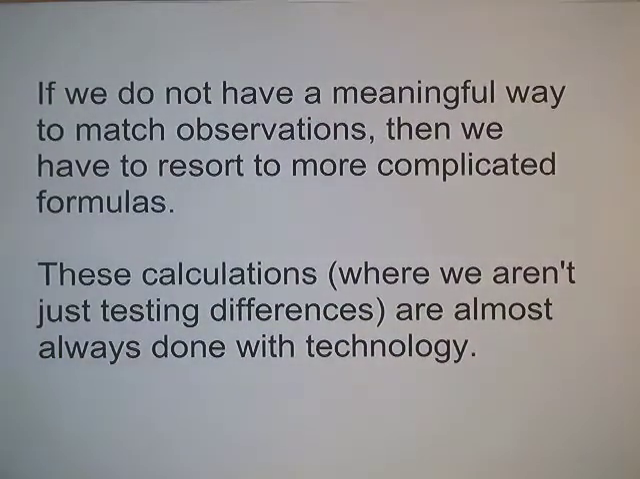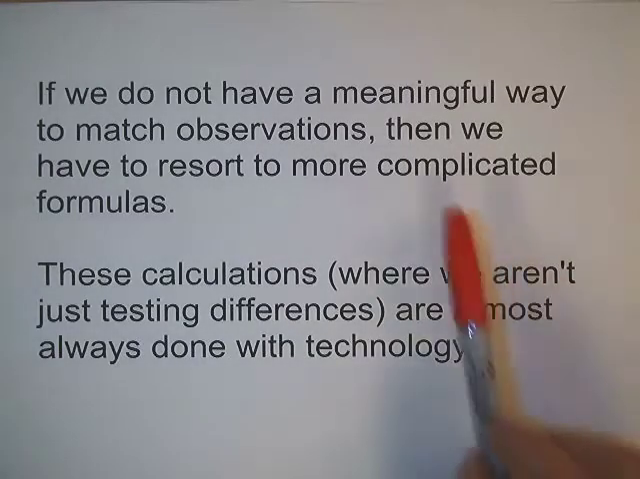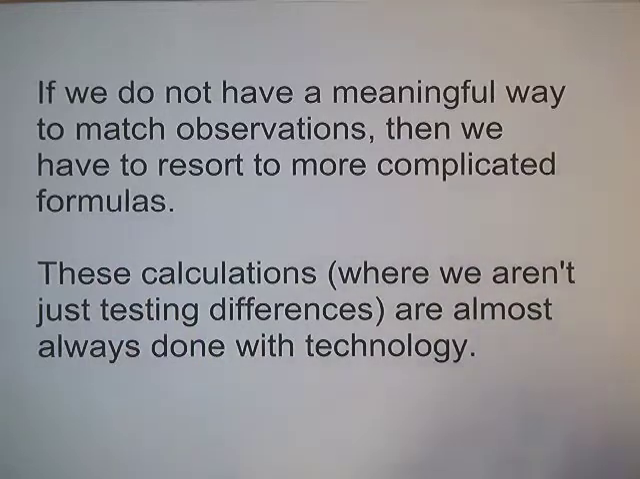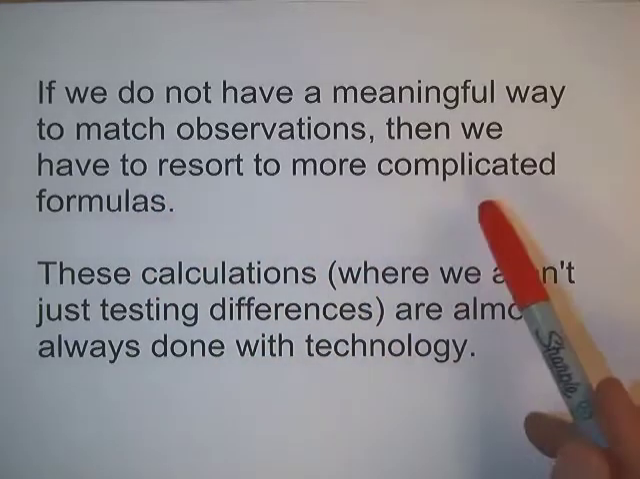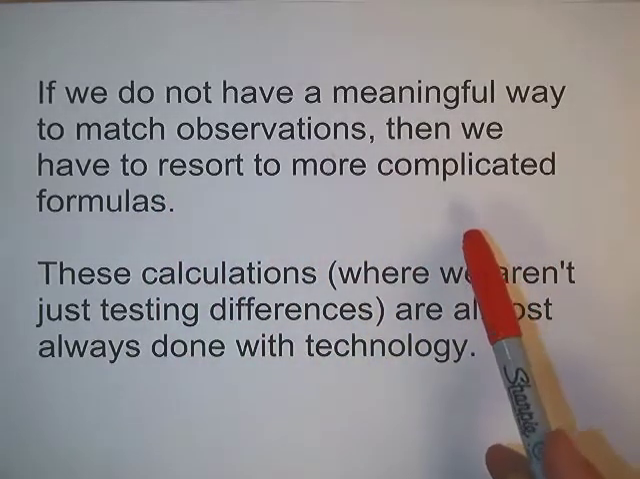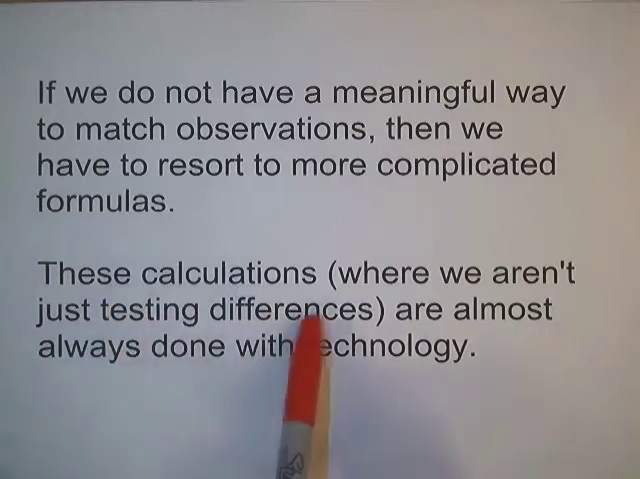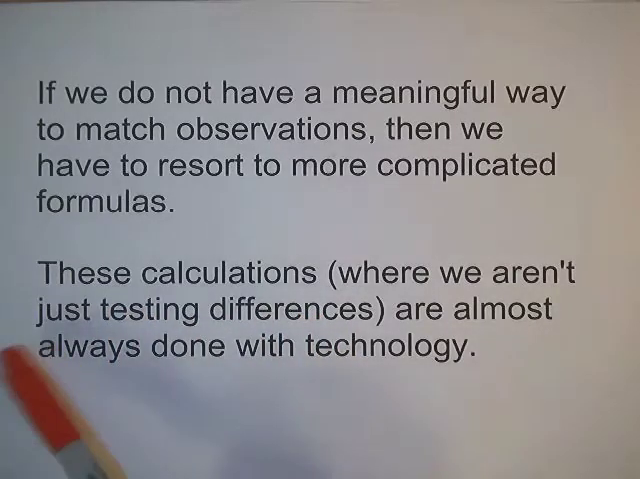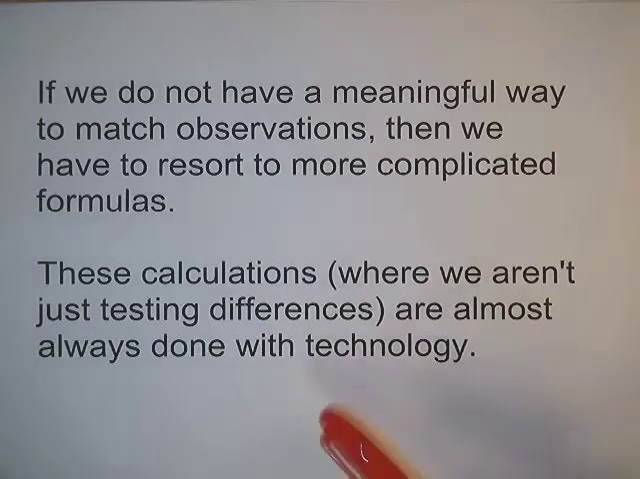Now, if we do not have a meaningful way to match observations, then we have to resort to more complicated formulas. If we just have two lists, two different samples, but no meaningful way to pair or match them, then we have to do a different test that we're not going to get into right now. These types of calculations, where we aren't just testing differences, are almost always done with technology. Again, we're not going to get into it if we're not able to pair up our two lists.